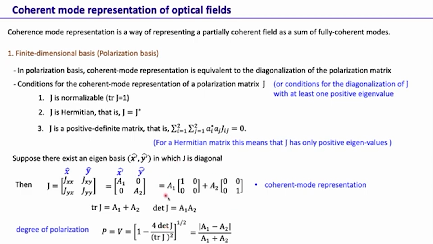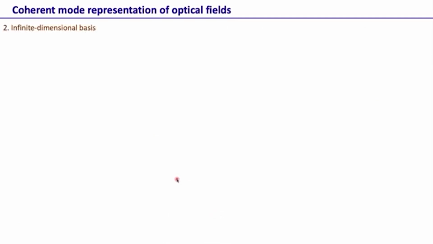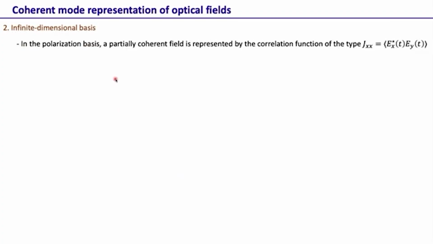Okay. So this is the coherent mode representation in the finite dimensional basis, and here we have taken polarization. Now let's look at the coherent mode representation in the infinite dimensional basis, and we have studied 3 different infinite dimensional bases, which are time, space, and angle.